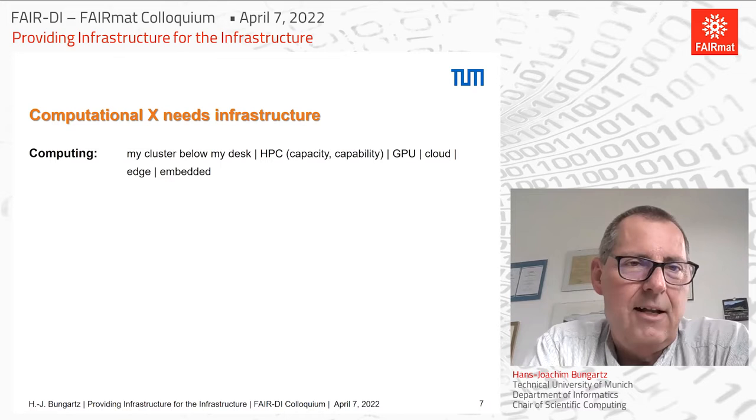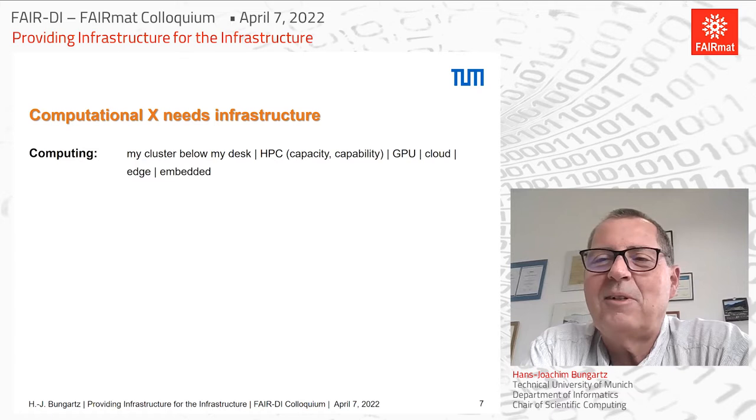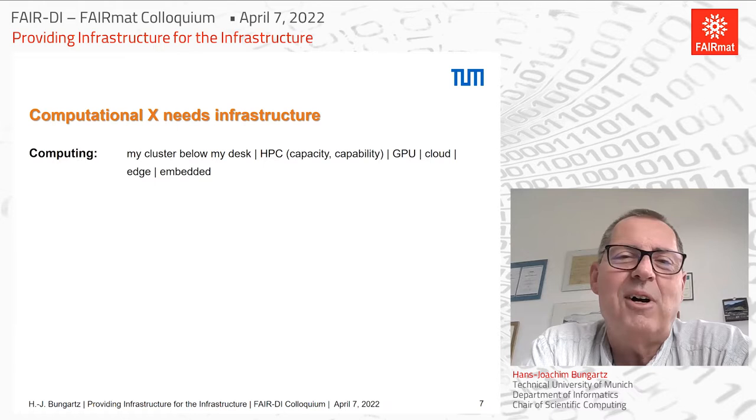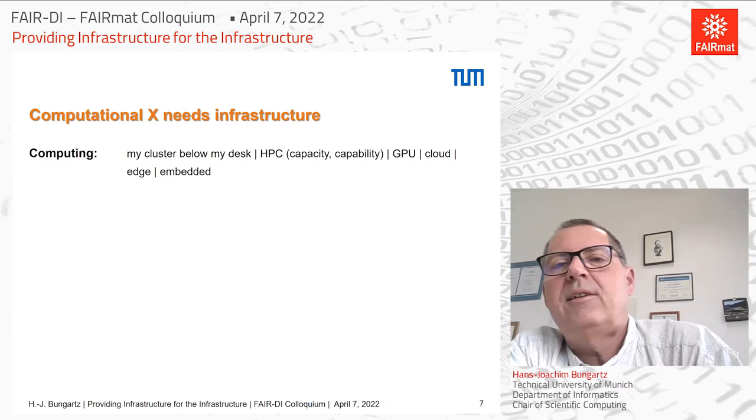The first thing, which is quite obvious, and that's typically meant first when people speak of infrastructure, is of course a computing infrastructure. So this can range from my cluster below my desk, which is a classical scientist attitude. When you get an offer for a professorship, you typically cry very loudly that you are doing very computationally intense work, and for that you need your own cluster under your desk or in the cellar of your institute or whatever. But it also includes, of course, high performance computing, both in the capacity, so in the sense of throughput, but also in the capability sense.